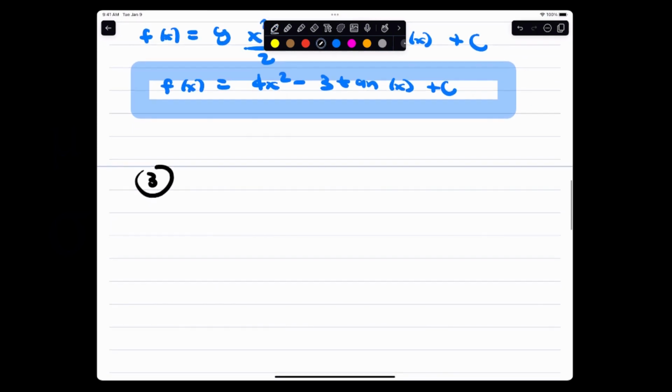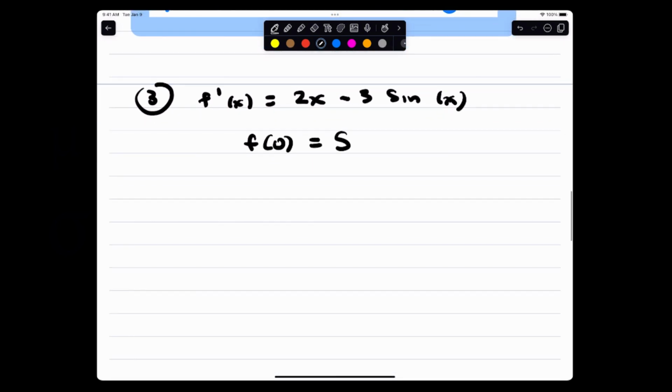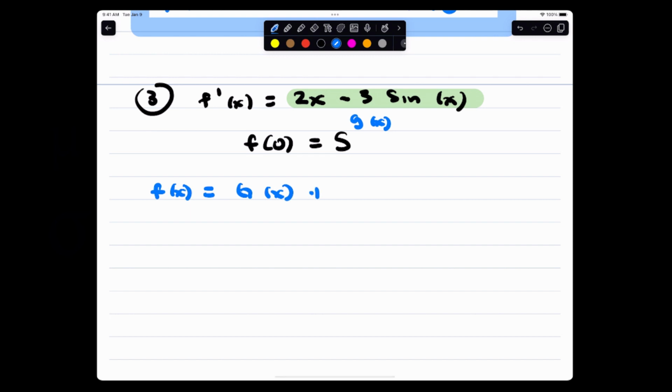So number 3 comes along. I'm looking at my worksheet here. They give you the derivative of f is 2x minus 3 sine x. And then they have f of 0 equals 5, okay? You're still trying to find that derivative. That solution is going to be, if you let this again be that g function in the definition, the antiderivative of g plus your constant c. You're looking for f, and that's how you get f.